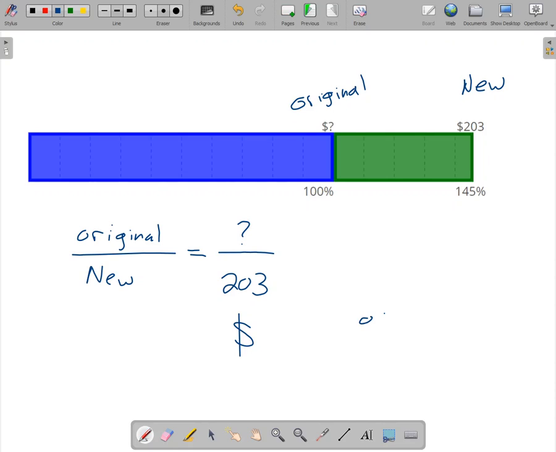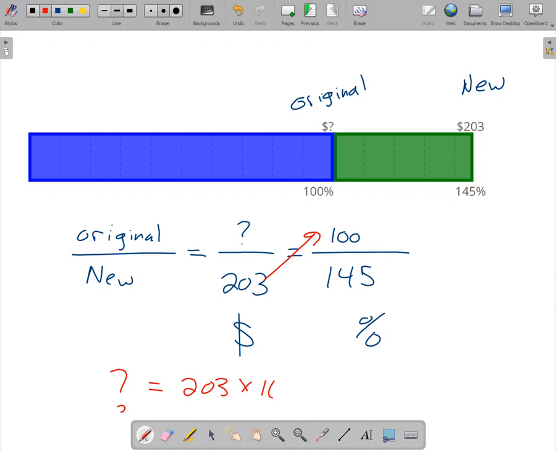I also need to create a percent fraction. My percent fraction, the original is 100%, and the new is 145%. And usually I don't write the percent there, so I'll take those off, because I made a note underneath of what that whole thing means. So then to solve this, you could either cross multiply and divide, or just multiply the 203 up to the other side. So then on a calculator, we could check what is 203 times 100 divided by 145.